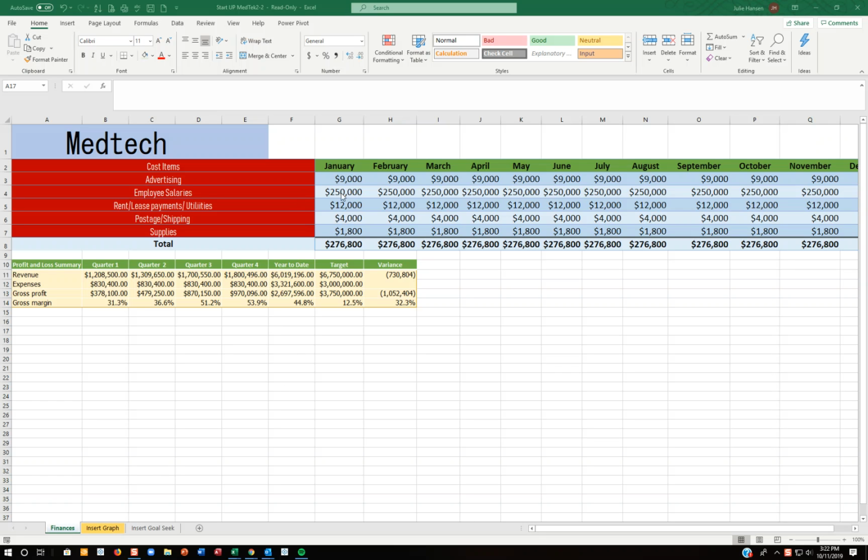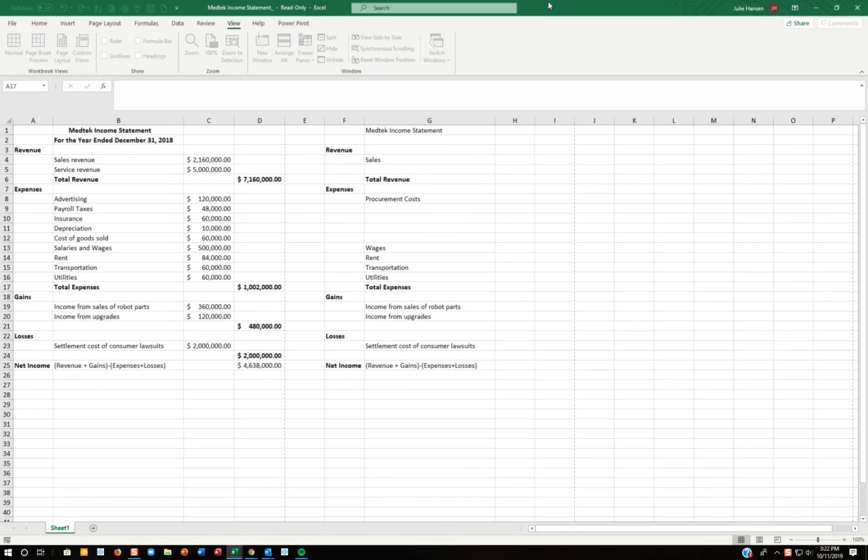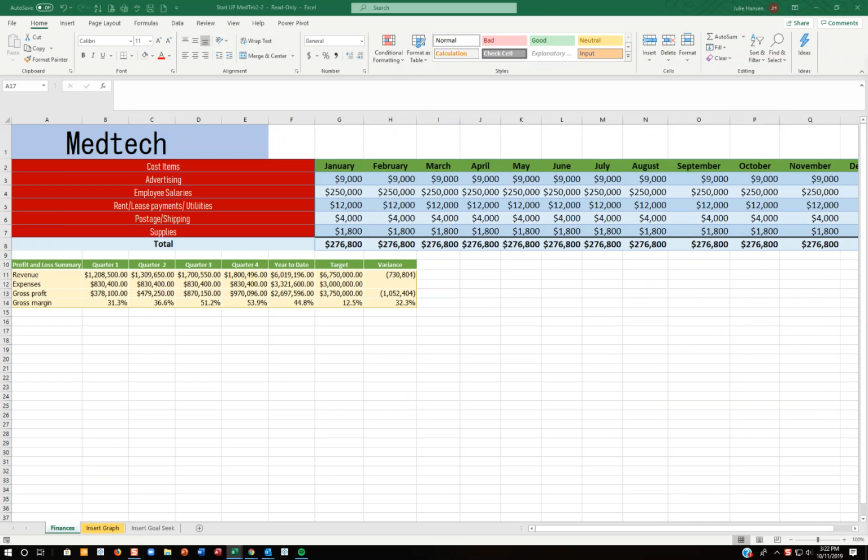MedTech. Okay, I'm looking at this, and I think I got 3 different spreadsheets, and I see this one for the income statement. This is probably too much, but it looks like our net income is going to be $4.6 million, but that doesn't really jive with what's over here. And then I have some expenses over here, and it doesn't really jive with this number.